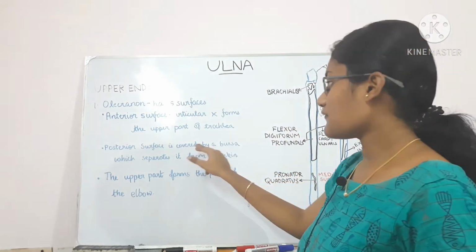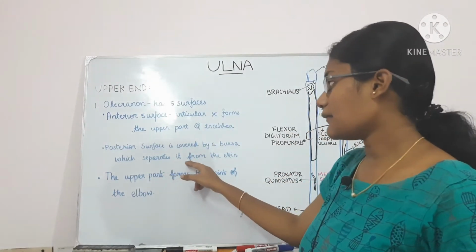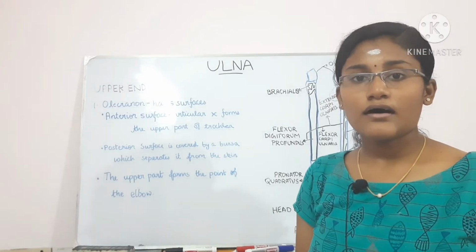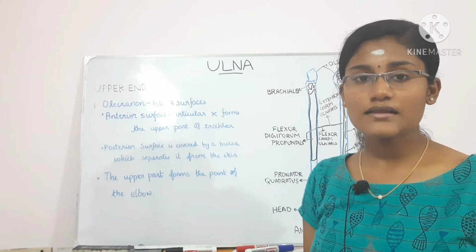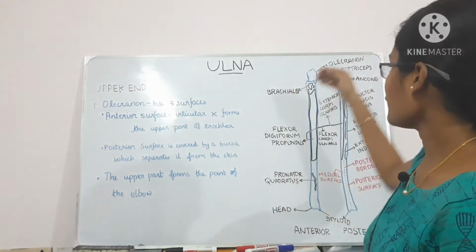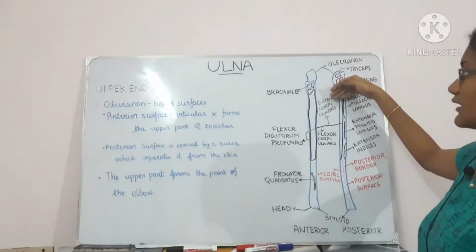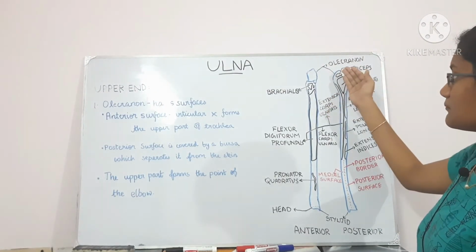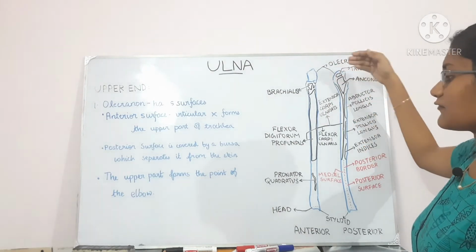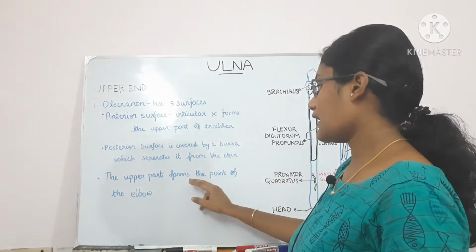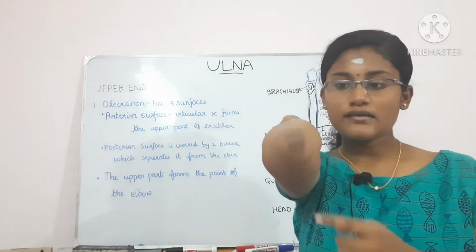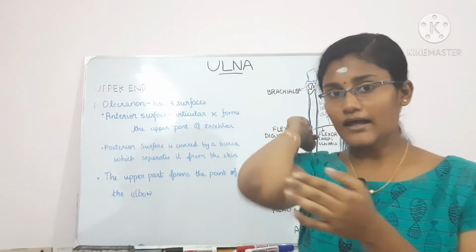The posterior surface is covered by a bursa which separates it from the skin. So what that means is that the bursa is a fluid-filled cavity and the posterior part is covered by the bursa. So then the skin comes, so the bursa separates the posterior part from the skin. The upper part forms the point of the elbow. So this is the upper part which forms the point of the elbow.